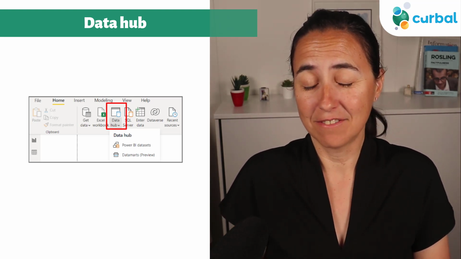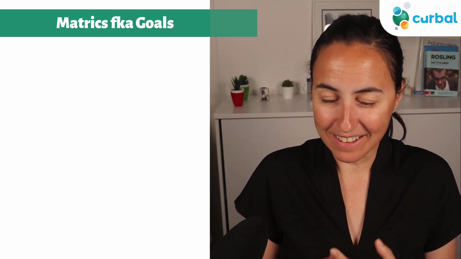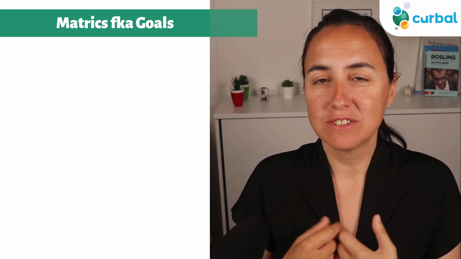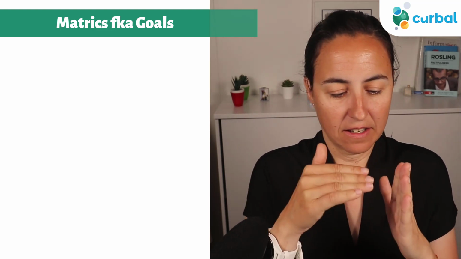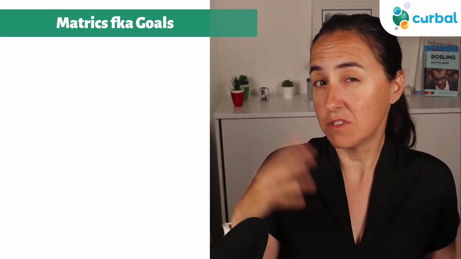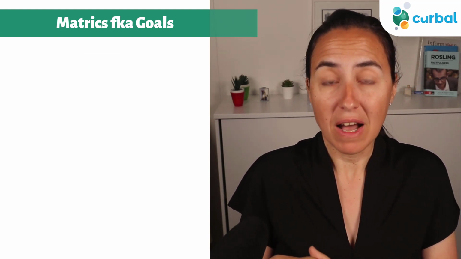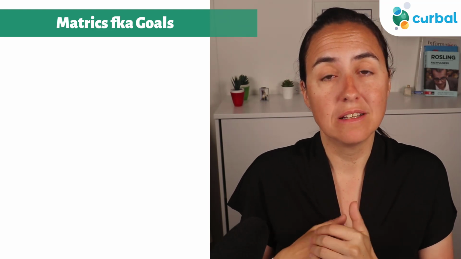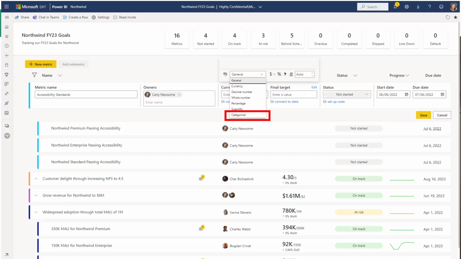Now for goals, that are now called metrics, they have added the possibility to have milestones, so you will be able to set intermediate milestones that your goal has to meet, and you will be able to track it. The visualization is actually very, very neat. I really enjoyed it. The milestones, you'll have to add them in manually. They are not automated.